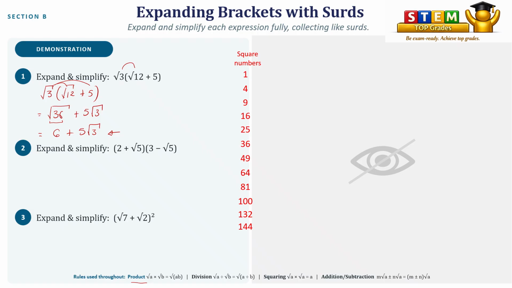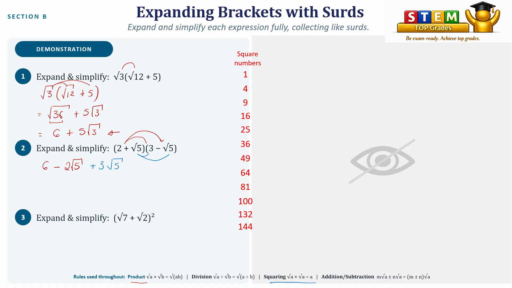Now I'm going to multiply 2 and 3 straight away. So 2 times 3 is going to give me 6, and then multiply 2 and root 5, and be careful of that negative number. So negative 2 root 5. Next, I'm going to multiply the second term with root 5 and root 3 multiply together. So that gives me 3 root 5, and then root 5 times root 5.